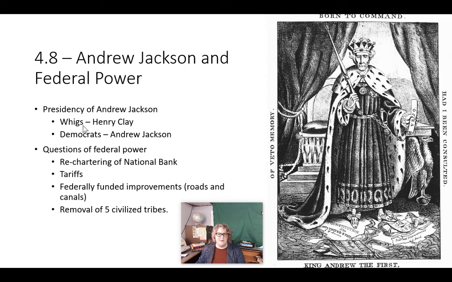So we have the Whig Party led by Henry Clay. Henry Clay is a congressman, and then we have the Democrats led by Andrew Jackson, the president. And as we study his presidency, we're really looking at the role of federal power versus states' rights. What does the federal government have power to do versus what do the states have the power to do?